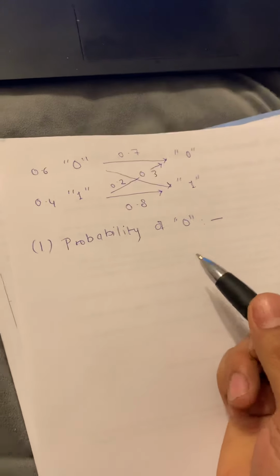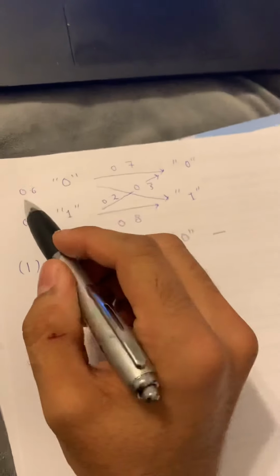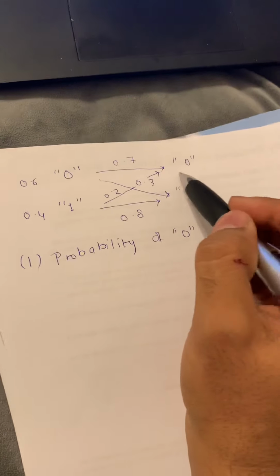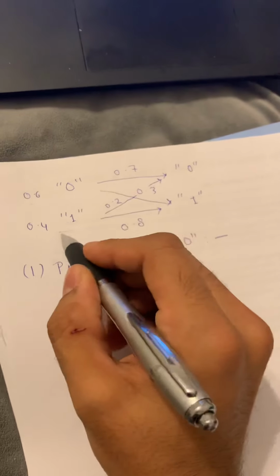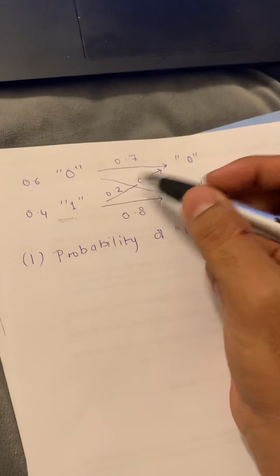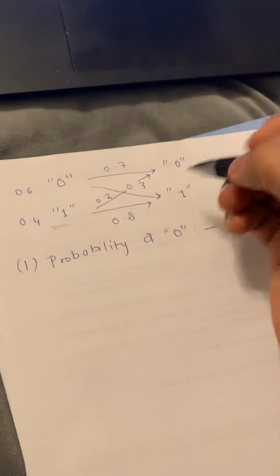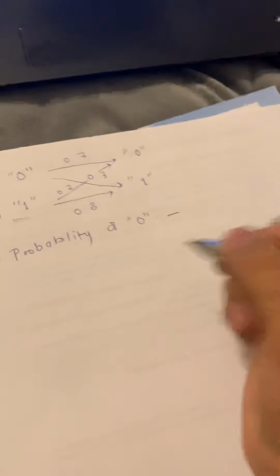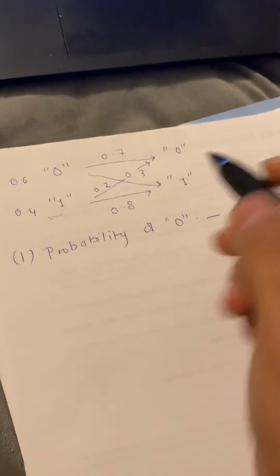So the probability of 0 received. We have two cases here. Either we send 0 and receive 0, that is the first case. And the second case would be we send 1 and there's some noise in the channel and we receive 0. So it's an OR case, so there would be an addition for sure. First we start with we send 0 and receive 0.